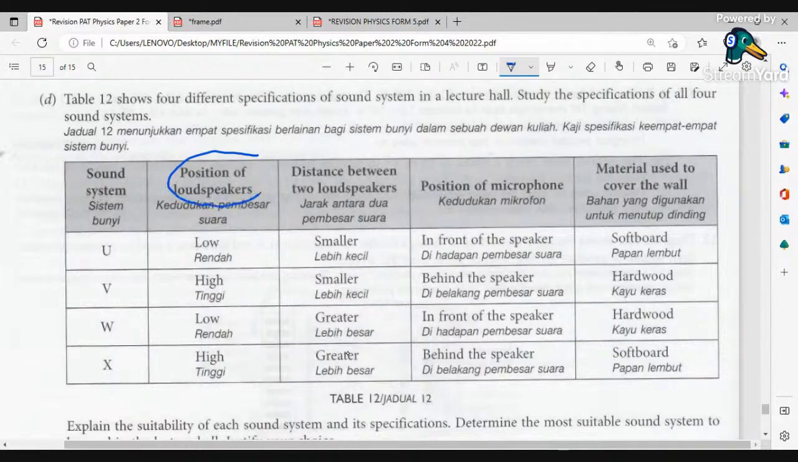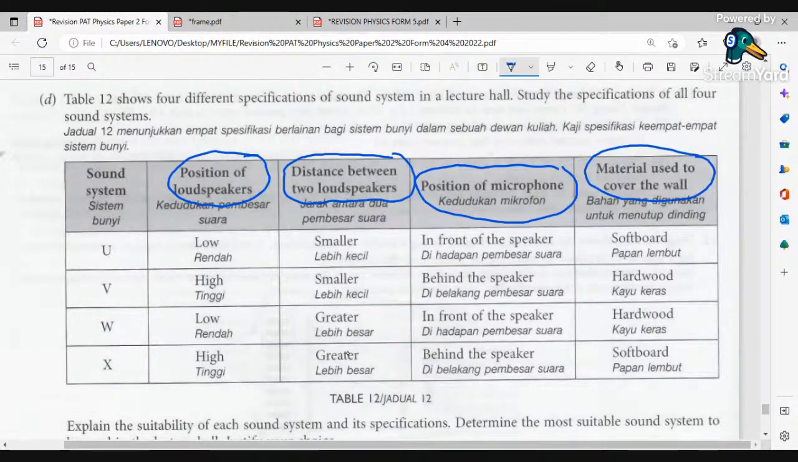First we look at the characteristics: position of the loudspeaker, distance between two loudspeakers, position of microphone, material to cover the wall. So the concept here is interference and reflection.